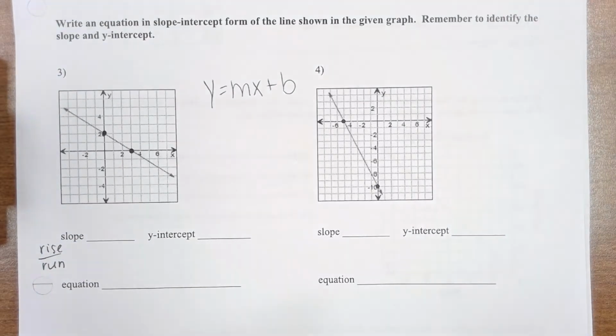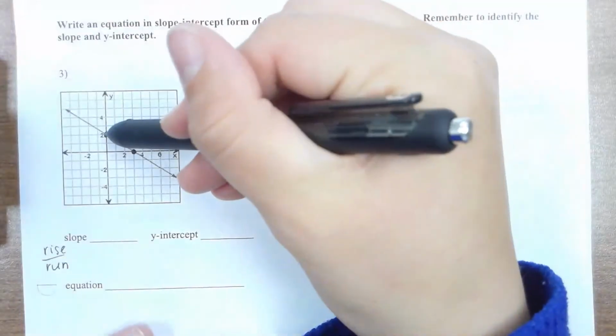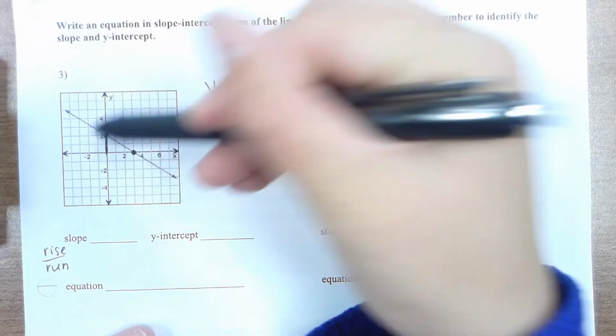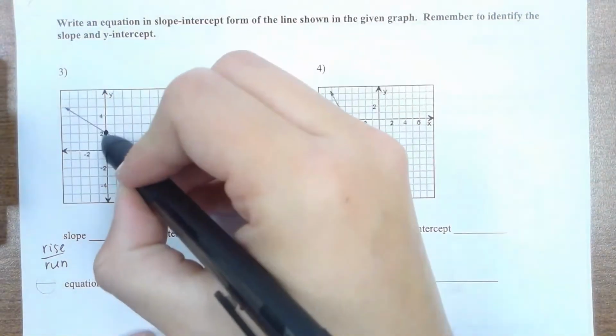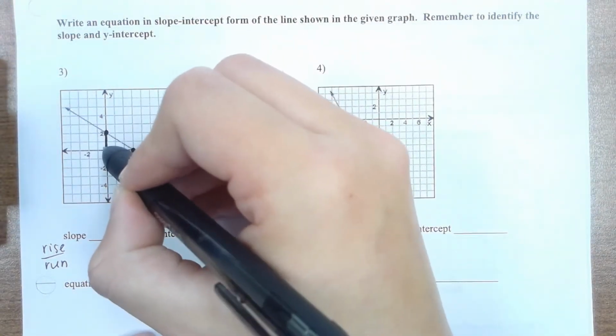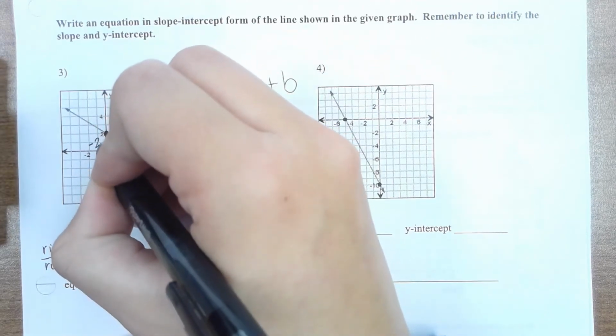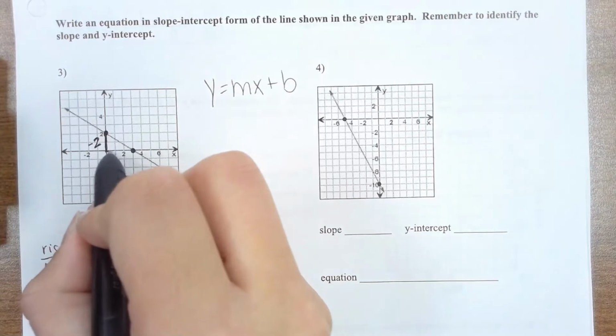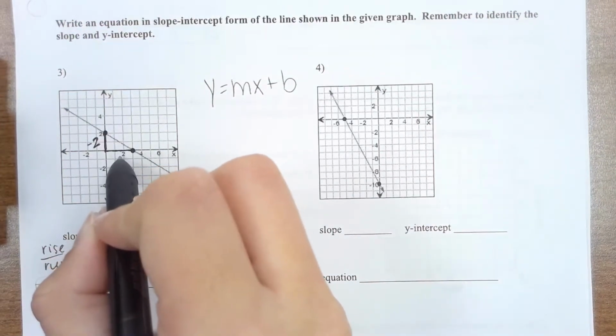So we are going to count the rise, and remember, if you can't rise, that means that you have to fall, and when you fall, that tells you that your slope is negative. So let's see, how far do we fall? 1, 2. And then count how far do we run. So 1, 2, 3.